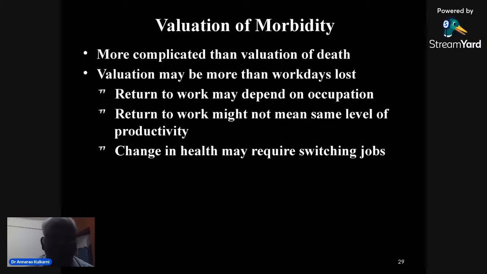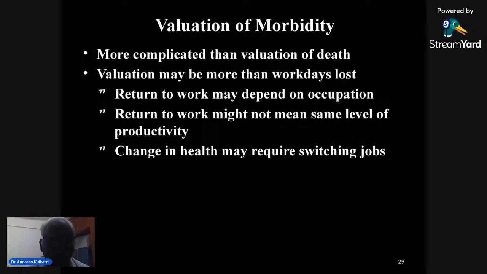Valuing morbidity is a little more complicated than valuing mortality. Simplistically, we would say that the value of losing 5 days from work because of an illness is equal to 5 days of wages, adjusted for fringe benefits and household productivity. But the ability to return to work might have less to do with the disease and more to do with the occupation itself. For example, if an airline pilot suffers a mild stroke, he or she may not be able to return to work. But if a professor suffers a mild stroke, he or she may be able to return to work. So it has more to do with the occupation, not with the illness itself.